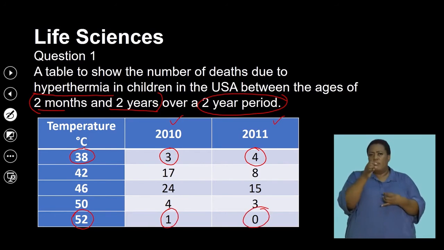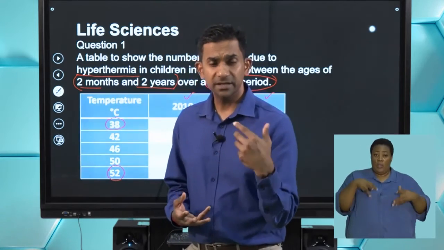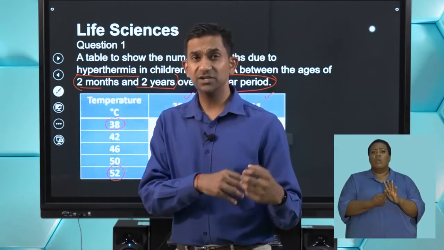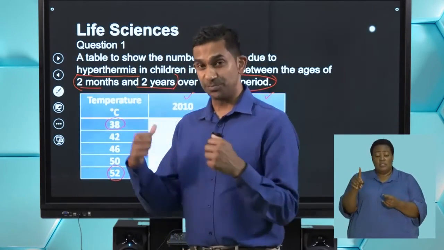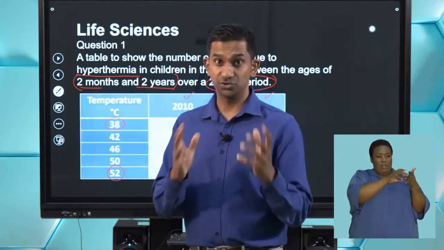So how do we read this information in a way that shows us the trend or the pattern of what has happened? So the best way to do that, again, is to present this from a table onto a graph.